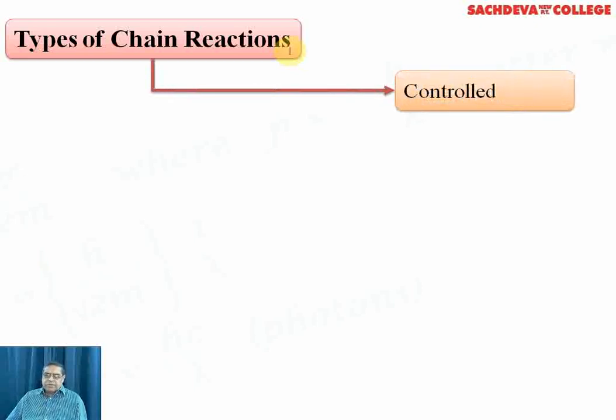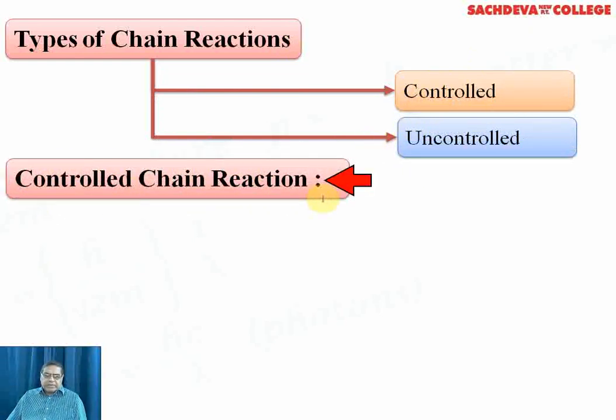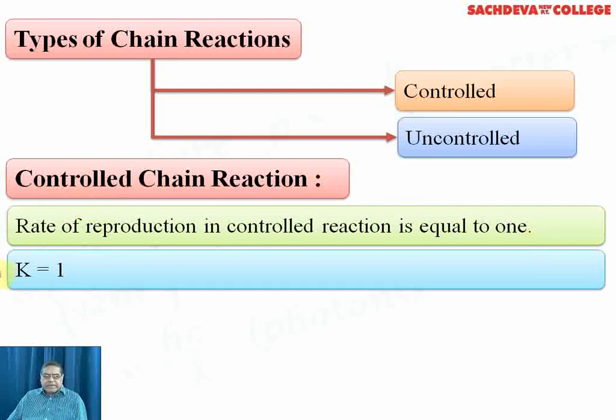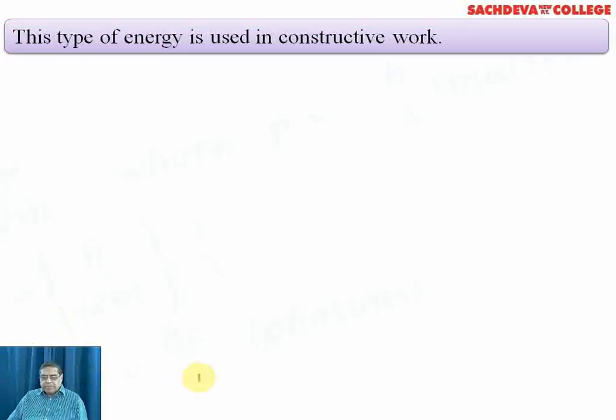So chain reactions are specified as controlled and uncontrolled. Controlled chain reaction, I have already given the description. The rate of reproduction in a controlled reaction is equal to 1. That is, we are referring to the value of k. k will be 1. So that is one of the criteria for a controlled chain reaction. Energy liberated in this type of reaction is always less than explosive energy, and it proceeds with a certain velocity. This type of energy is used in constructive work. The constructive work is the production of electrical energy with the help of controlled chain reaction.